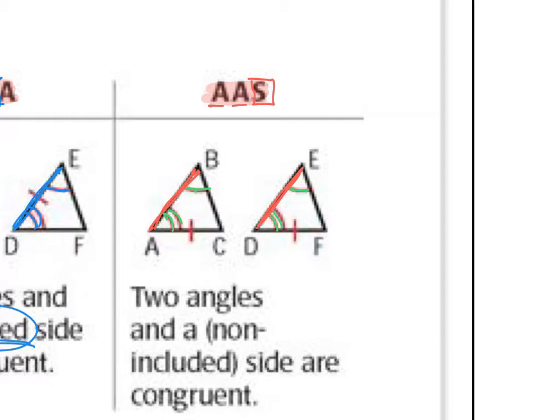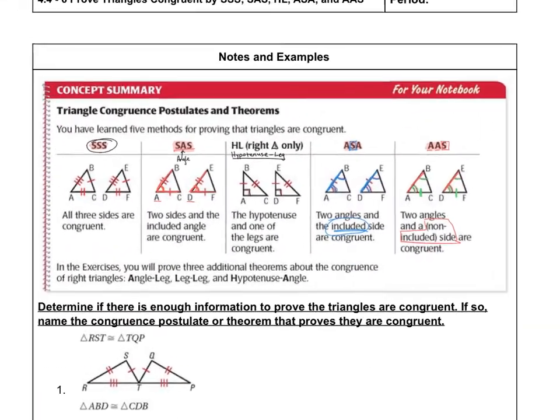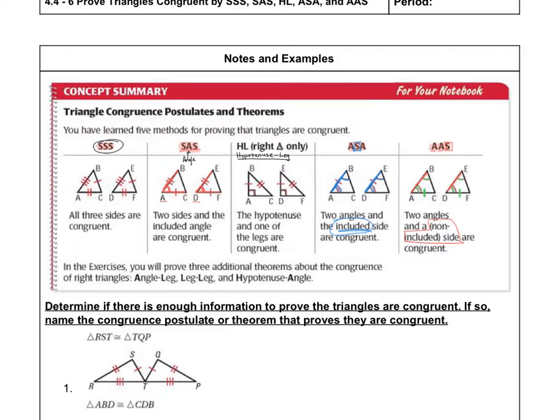So if I have something other than the side that's included, and they say it down here, a non-included side, if I have something other than that, in this case AC and DF, then I have angle, angle, side. So angle, side, angle, the side is in between the two angles. Angle, angle, side is when the side is not in between the two angles. So those are the five that we were going to use to see if we can prove or determine if there's enough information to prove the triangles are congruent.